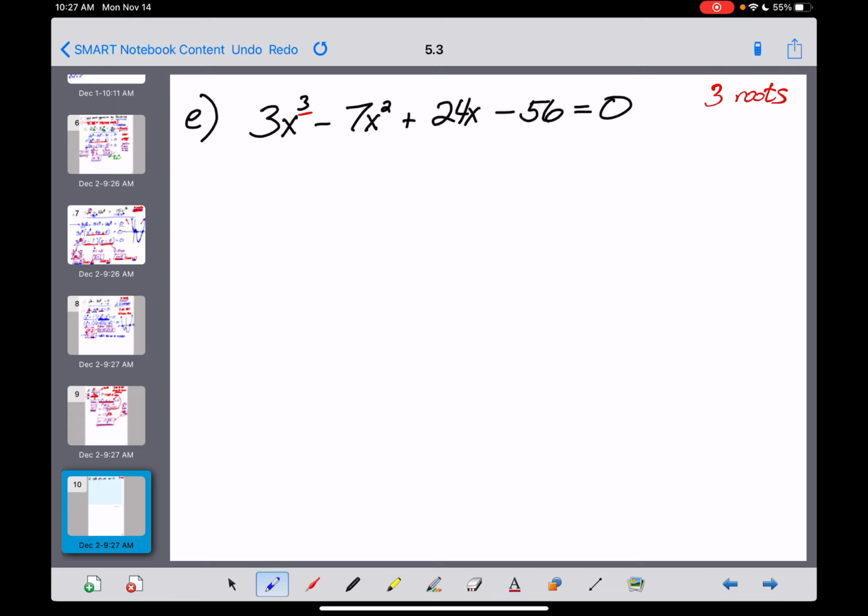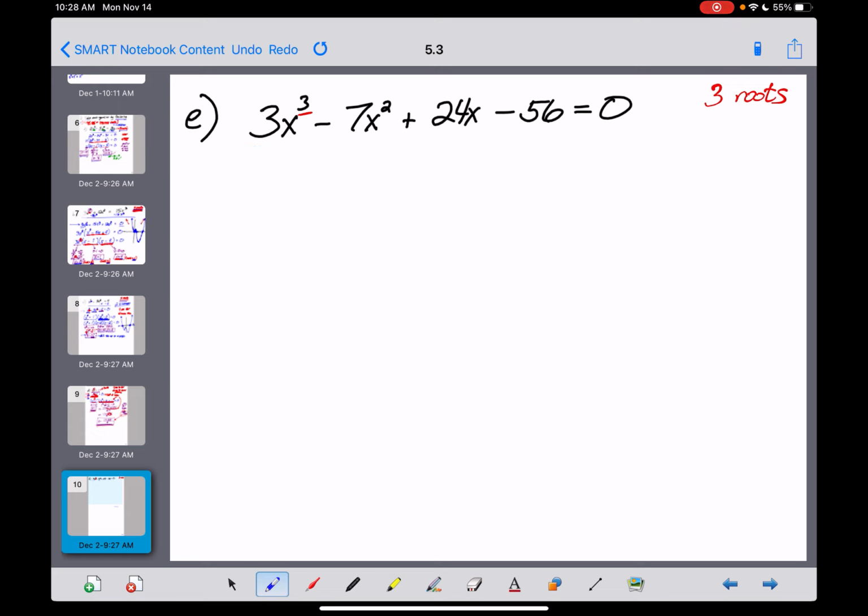I don't believe so. I don't think you can pull anything out from 3 and 7 and 24 and 56. No number goes into all 4 of those other than 1. Furthermore, there's no x we can pull out because of the constant term at the end. So nope, GCF got us nowhere.